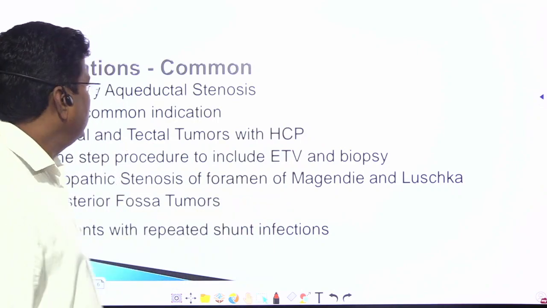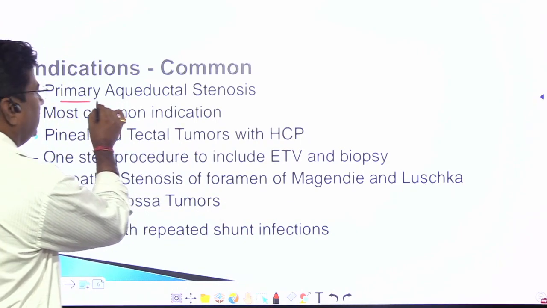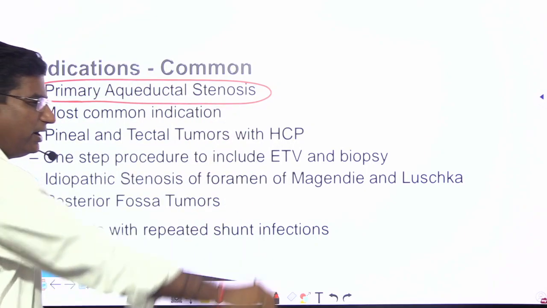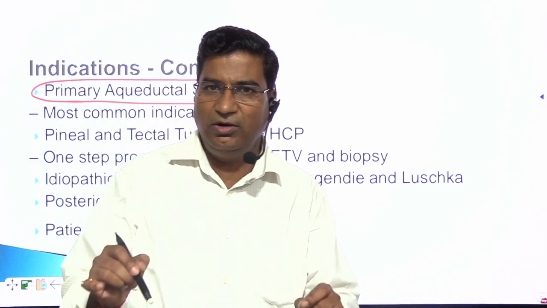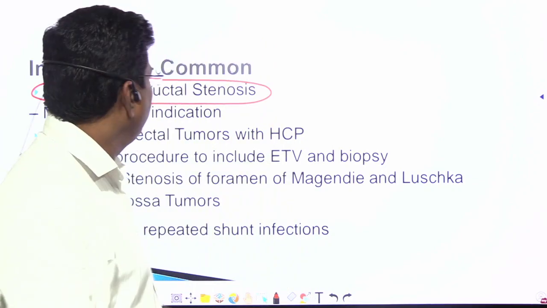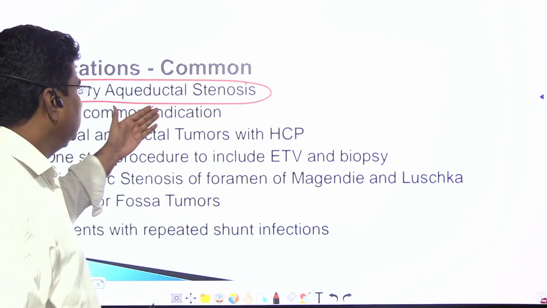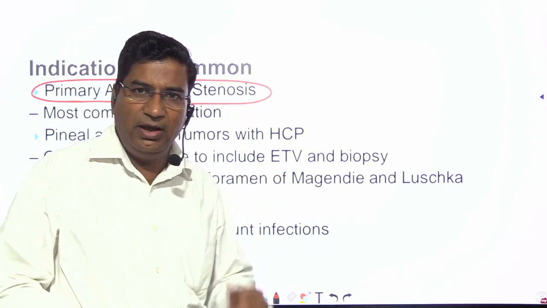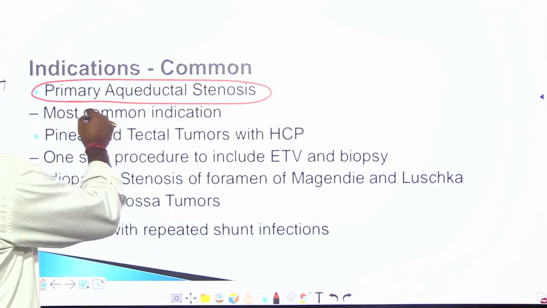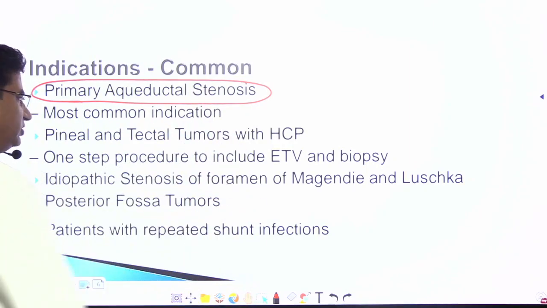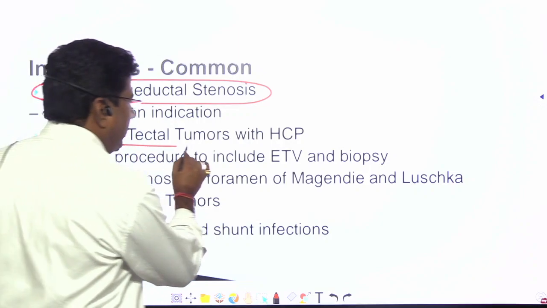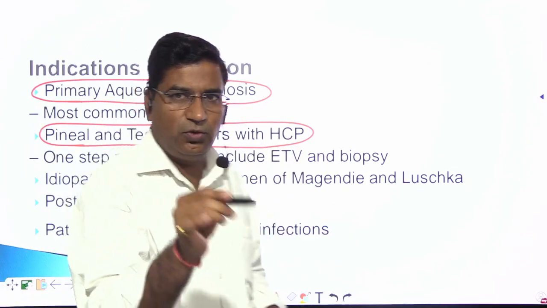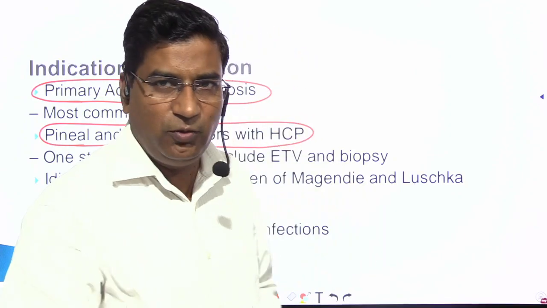Indications. The most common indication is primary aqueductal stenosis. This is the most common, and the most advantageous results are found in this type of surgery when the indication is primary aqueductal stenosis, which may be either congenital or acquired. Then pineal and tectal tumors, tectal plate or midbrain tumors, posterior third ventricular tumors, pineal tumors.